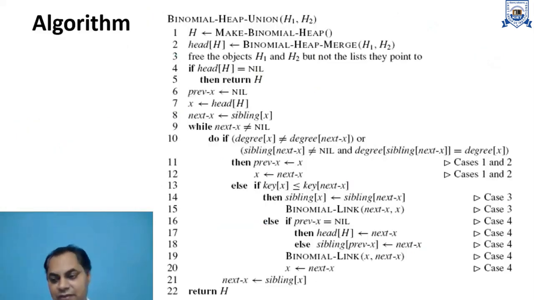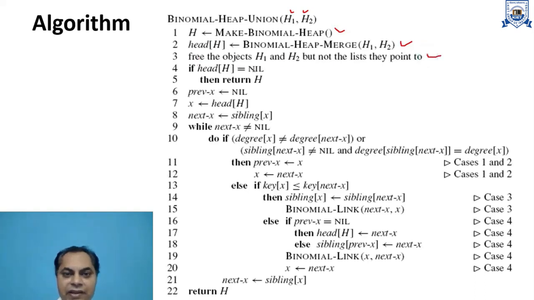To get this result of the union of two binomial heaps, we have a simple algorithm, binomial heap union, which accepts two binomial heaps h1 and h2. After receiving them, in the first line it creates an empty binomial heap in constant time. In the second line it merges the root lists of h1 and h2 and assigns them into the new binomial heap, so head h points to the new root list. After that it frees the objects h1 and h2.